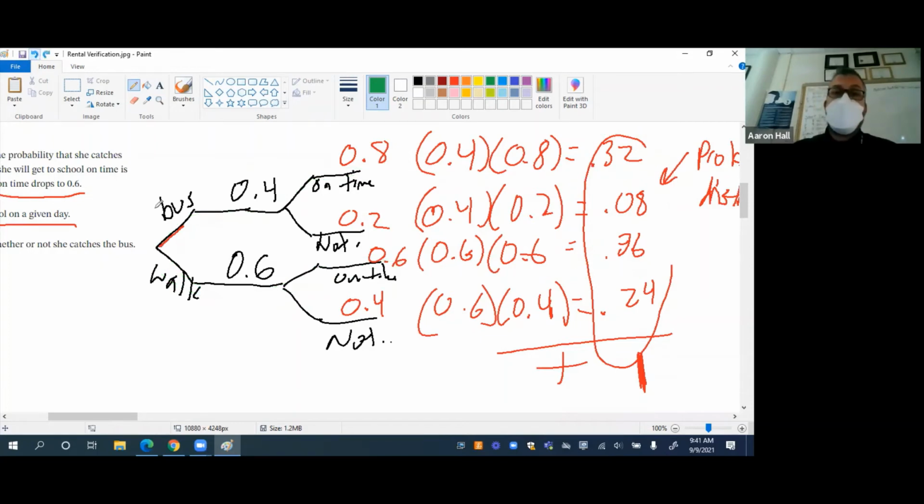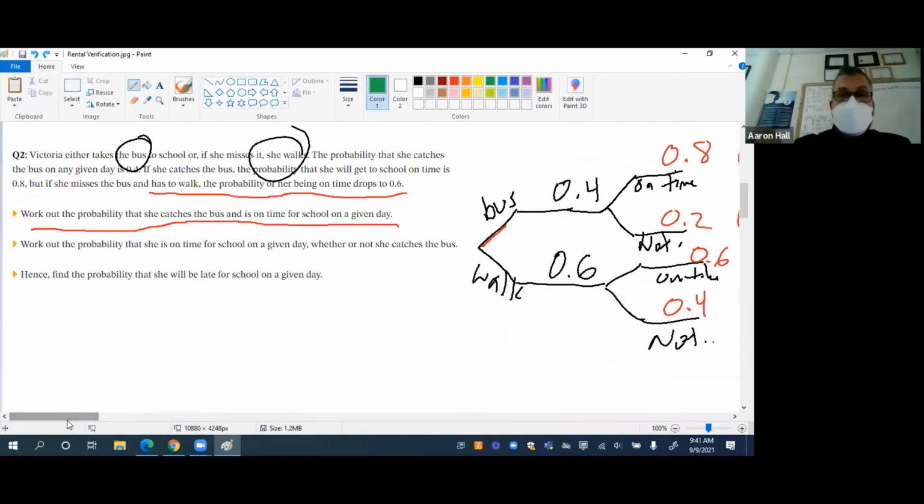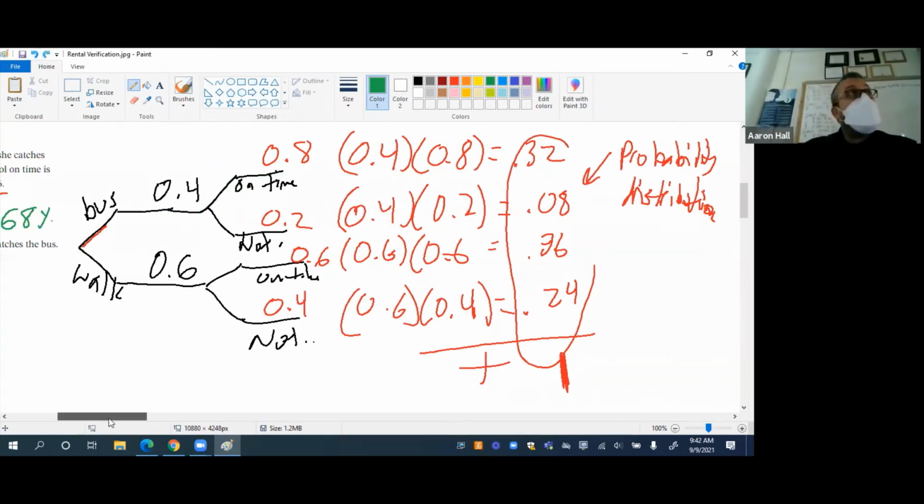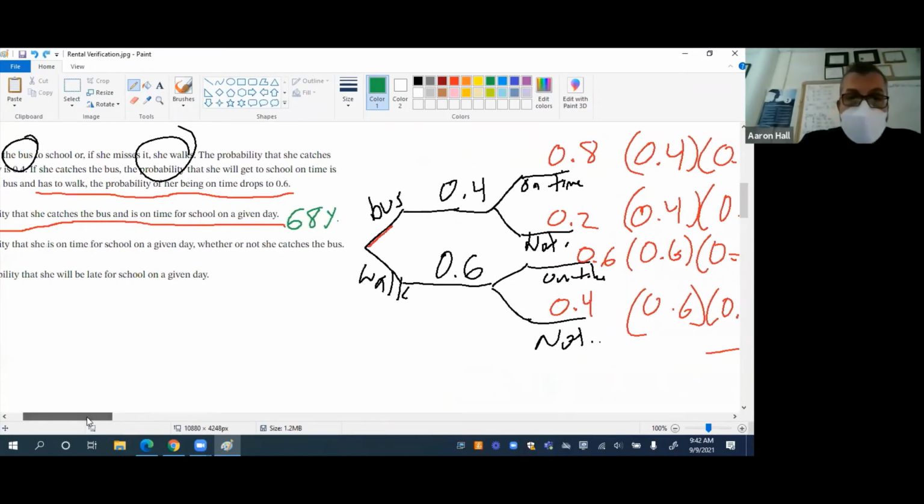If I'm going too fast or my explanation doesn't make sense, please correct me. But this should be 68%. Probability of being on time and catching the bus. Did we figure that out? It was 32, right? On time and catching the bus was 32%.